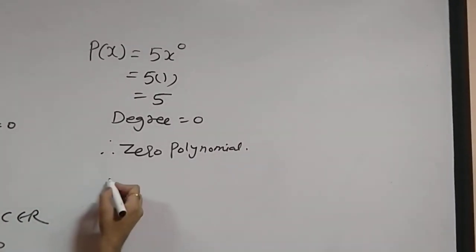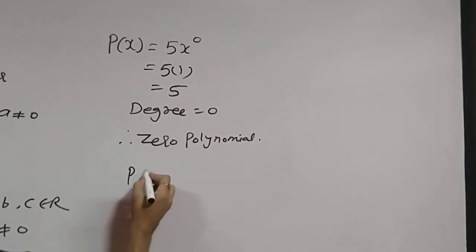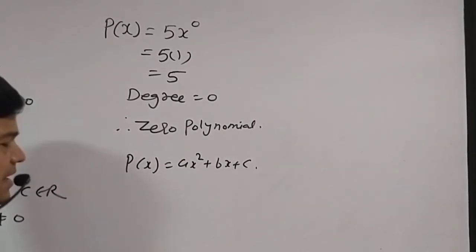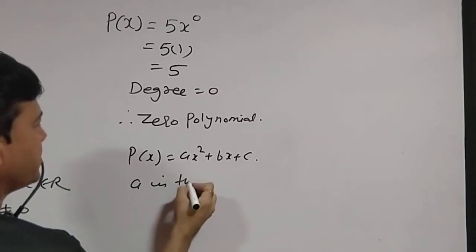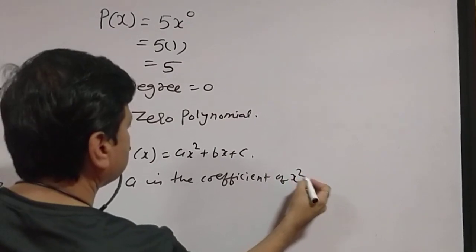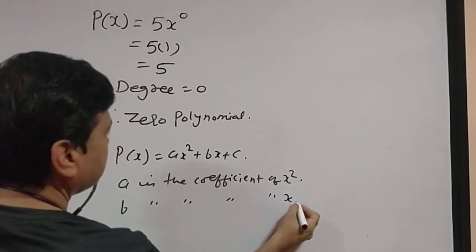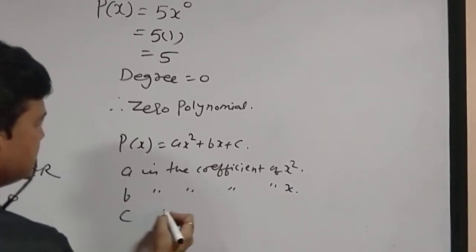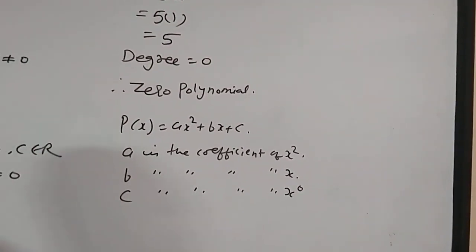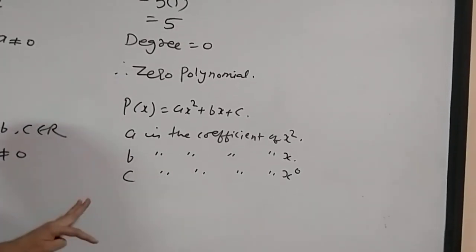Now, example of each polynomial's coefficient. What is a coefficient? Here p(x) is equal to ax square plus bx plus c. Here a is the coefficient of x square, b is the coefficient of x, and c is the coefficient of x raised to 0. They are called the coefficients. So you can find a degree, you can find a coefficient.